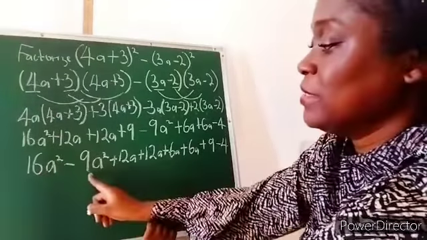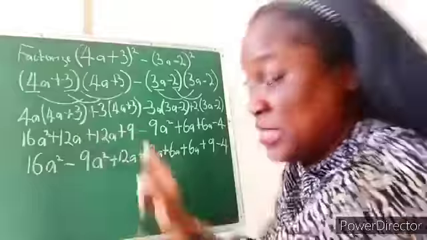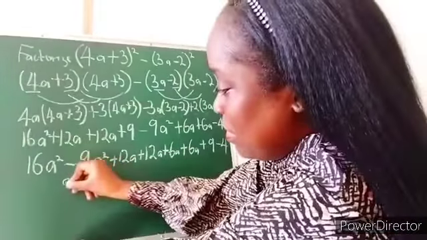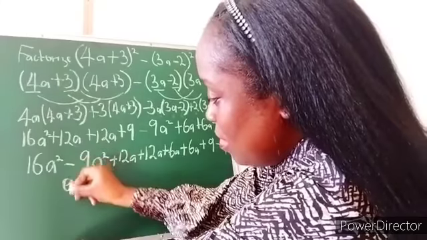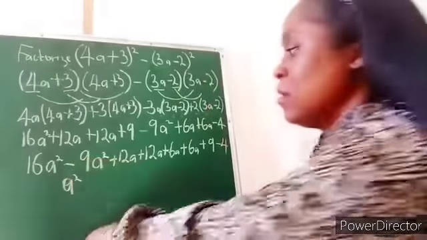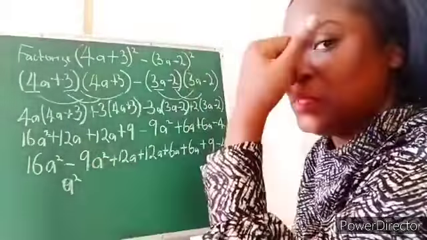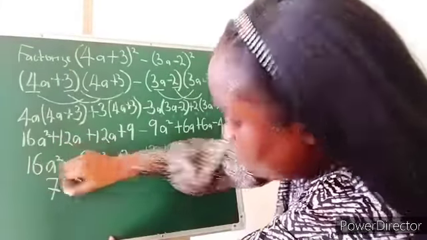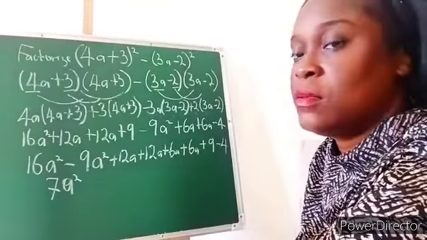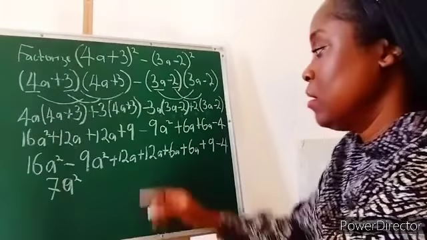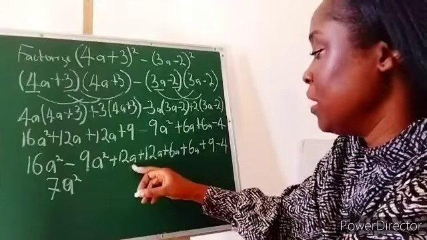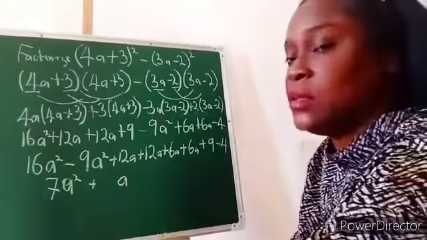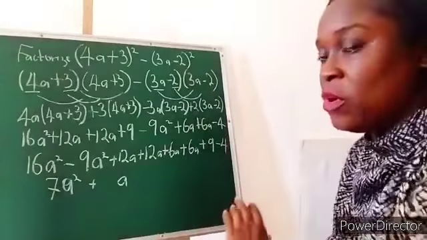So e go be like this. 16a square minus 9a square. 16 minus 9 first. Just leave this a square wey we dey see here. Oya write am here. A square. 16 minus 9 go be wetin? That will be 7. 7a square. You see am? Now, you see this one wey dey here? We go write A, keep for one side. So you go comot the A, keep for one side.